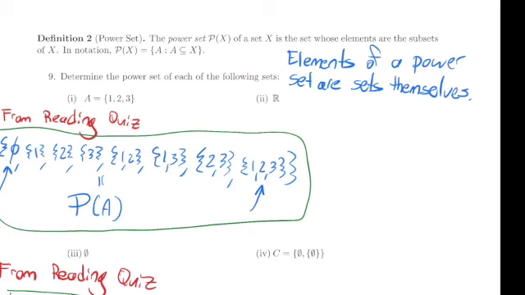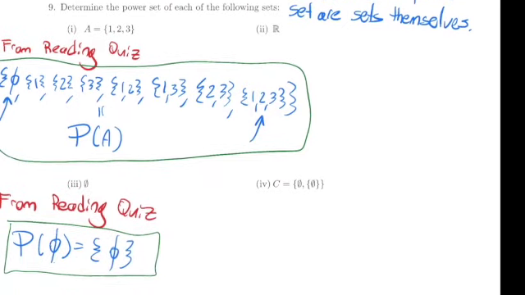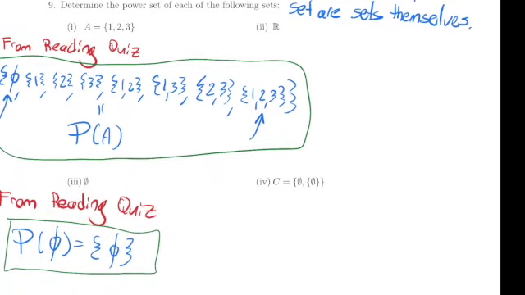So you can start by listing all of the one element sets, all of the 2 element subsets, and then we have 1 3 element subset. And if we were thinking about the power set of the empty set, that would be the set containing the empty set.